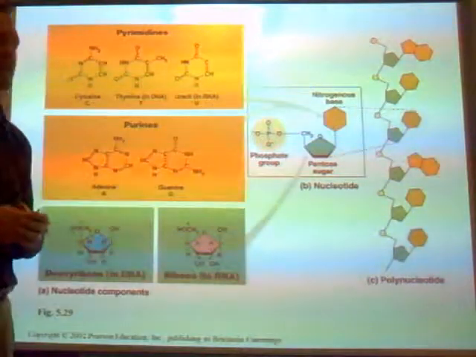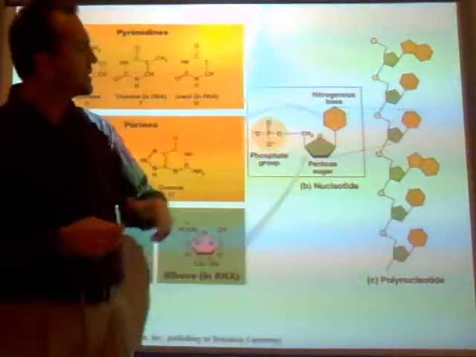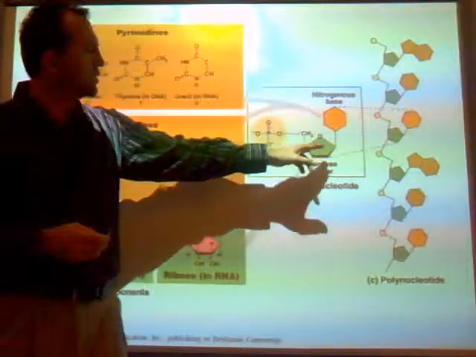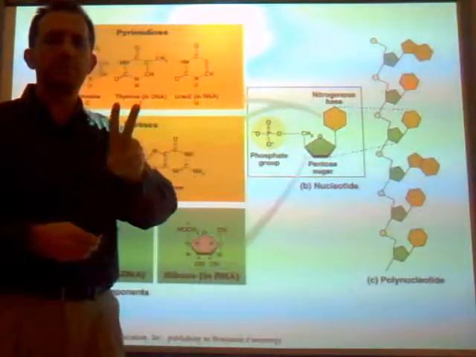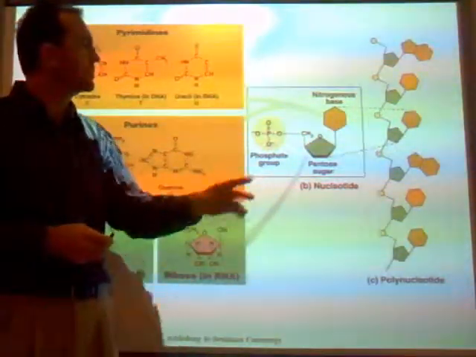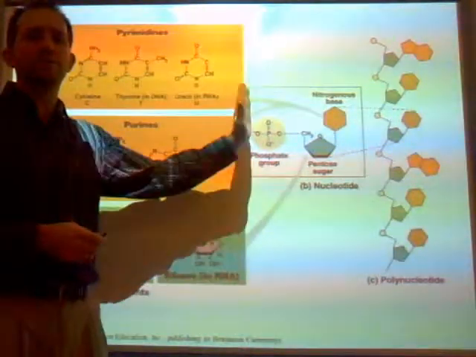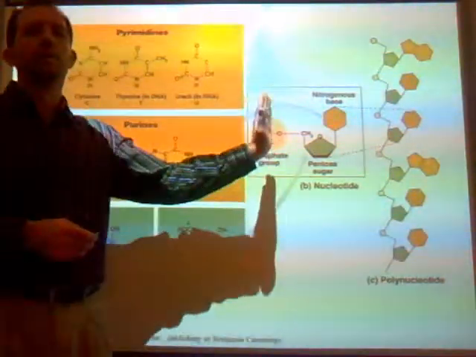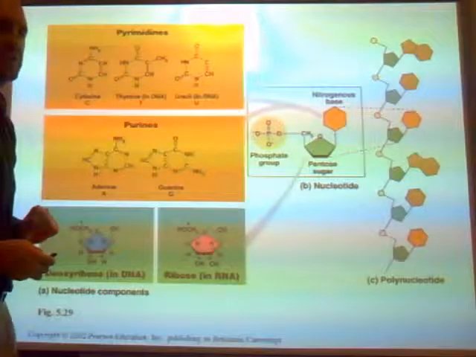So here is an example. Here's our nitrogenous base, connected to a particular pentose. There are 2 pentoses, deoxyribose and ribose. And then we have the phosphate group. This is going to form the backbone of our nucleic acids.